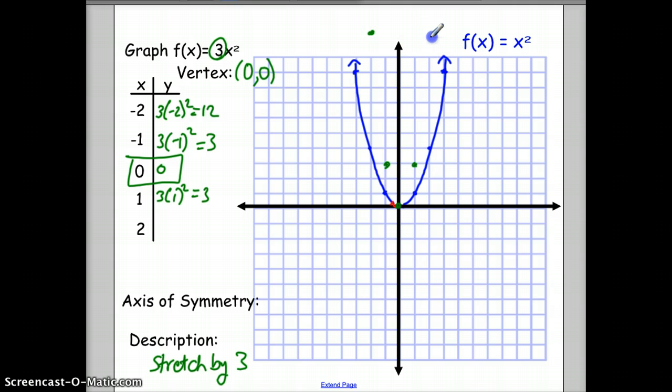And using symmetry, we're going to have another one over here. So you can see that's stretched by a factor of 3. Axis of symmetry still at x equals 0.